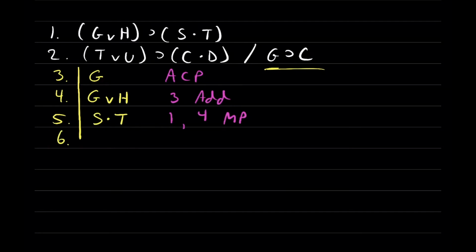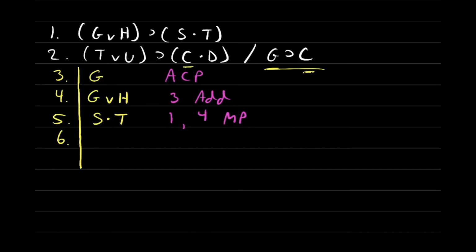Don't forget to continue this vertical line until you're done with it. It's very easy to forget that. Okay, the next thing I see, again, I'm looking to get C here, and I see C stuck inside the consequent of this conditional on line 2, which says to me that if I could get that antecedent, T or U, then I could do a modus ponens step to get C and D, simplify it to get C, and I'd be very nearly done.